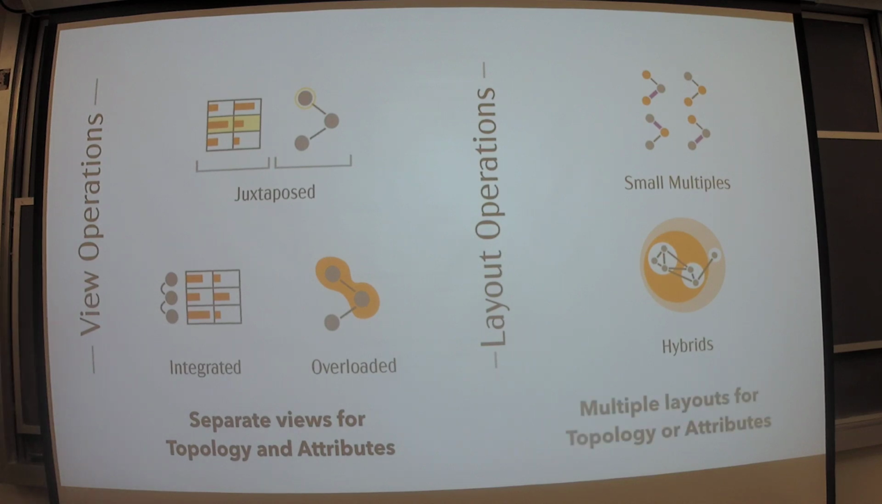When we talk about layout operations, we actually use multiple layouts to show topology or to show the attributes. So we have small multiples, where we repeat the layout for each attribute. And we have the hybrid, where part of the topology is one technique and part of the topology is the other, and I'll talk a little bit about why you don't want to do that.